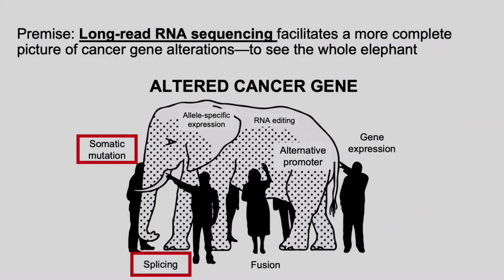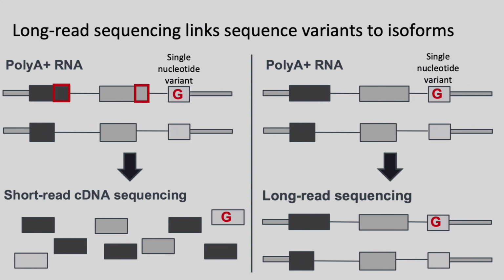And just to highlight why this is important, I want to give one example about somatic mutation and splicing, or even germline mutation and splicing. So with short-read sequencing, if we have a gene that has both an alteration in splicing as well as a single nucleotide variant, we can probably detect all the different splicing changes, and we can detect the single nucleotide variant from the short reads, but we can't link them together. We can't understand whether the variant is being affected by the alternative splicing.